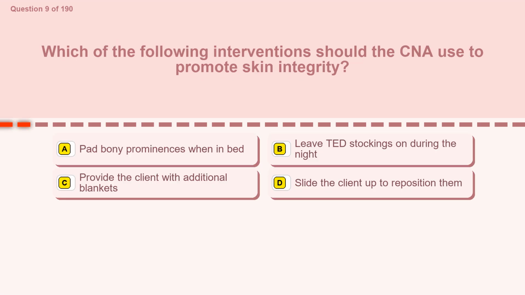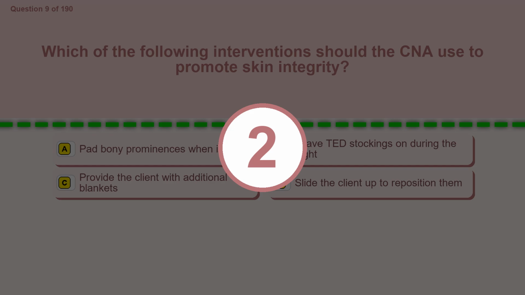Question 9. Which of the following interventions should the CNA use to promote skin integrity? Option A. Pad bony prominences when in bed. Option B. Leave TED stockings on during the night. Option C. Provide the client with additional blankets. Option D. Slide the client up to reposition them.